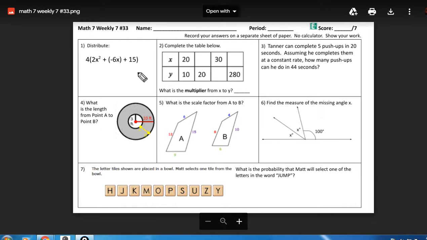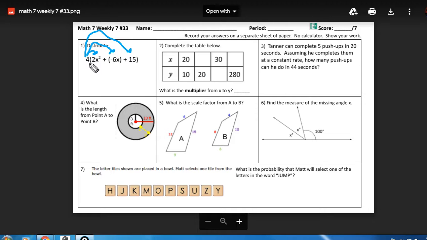So guys, let's get this weekly 7 looked at. This is weekly 7 number 33 for Math 7. Okay, here we go. We have a distribution problem. Remember, this 4 needs to get passed out to everything inside. Okay, so we need to multiply.